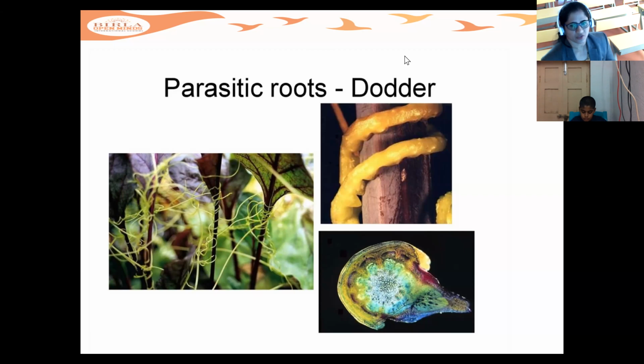Can anyone tell me what are the examples of storage roots, which store food inside them, which you eat, even raw? Carrot, radish. Yes, ma'am, carrot and radish. Good.